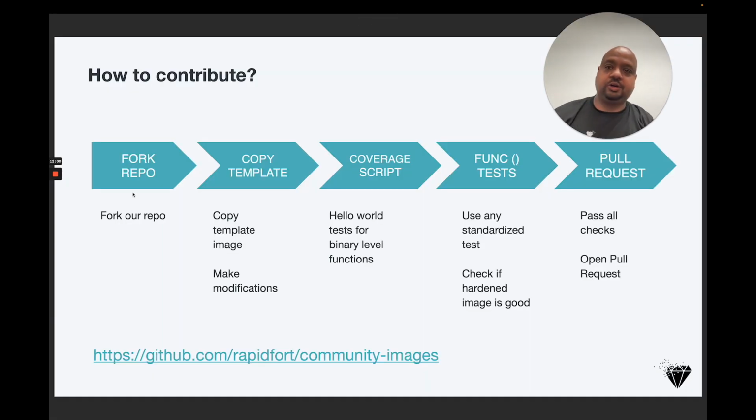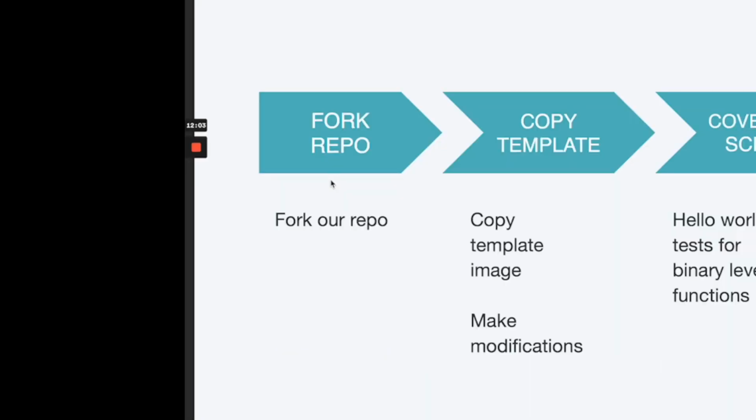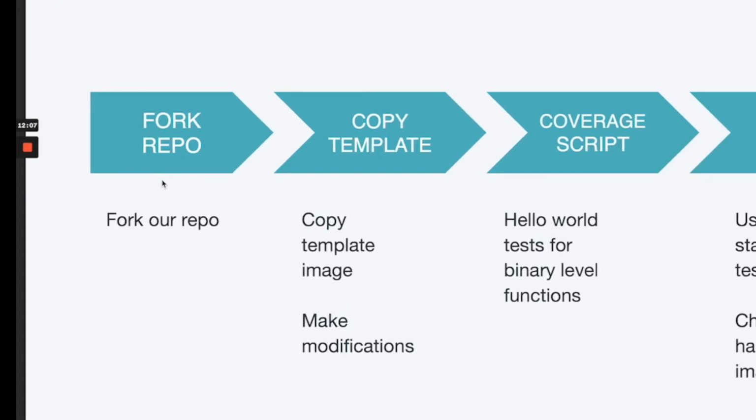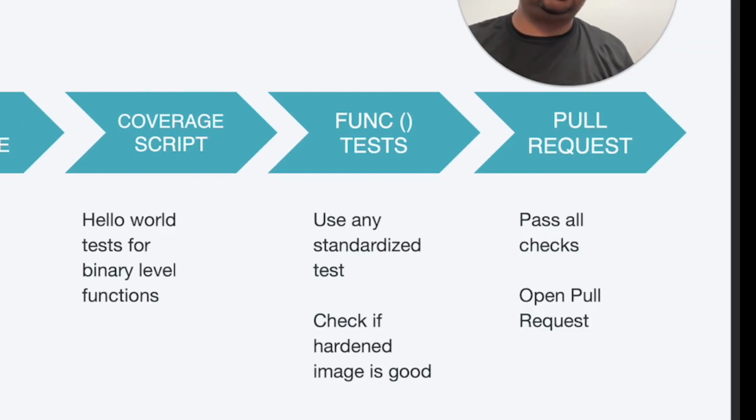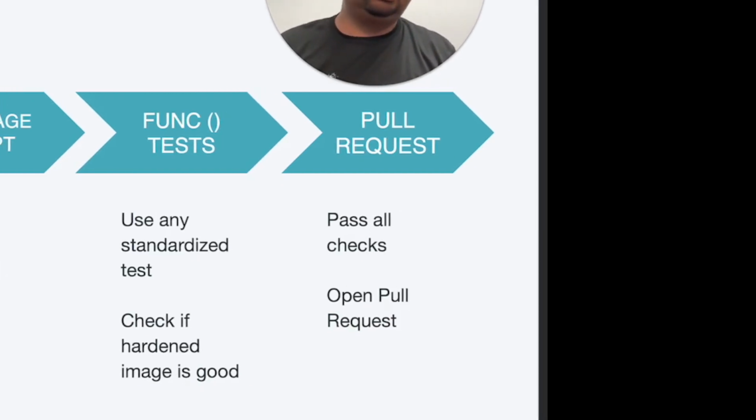So how can you contribute to our platform? You use the standard GitHub process, you fork a repo, we have a template folder, you can copy the template, add your coverage script. If you want to test the system, you can add the standardized test, like in our case, we use Redis benchmark, and then you simply create a pull request.